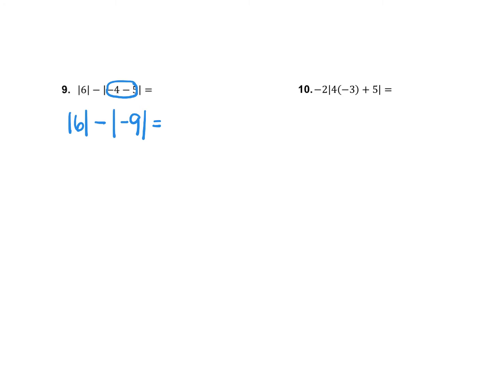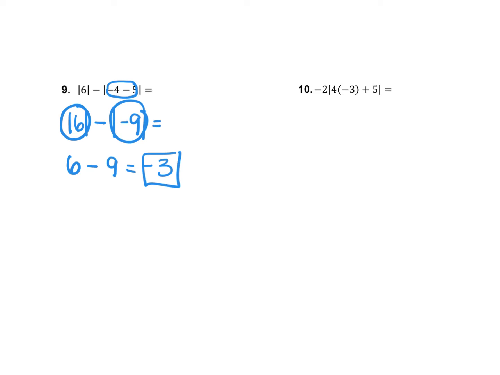So now I can take the absolute value. I'm going to take the absolute value of 6, and I'm going to take the absolute value of negative 9. So right here, the absolute value of 6 is positive 6. And the absolute value of negative 9 is 9. So I'm going to just come back and put my minus sign here. And then I'm going to simplify by taking 6 minus 9. Well, 6 minus 9 is negative 3. So this right here would be our answer.